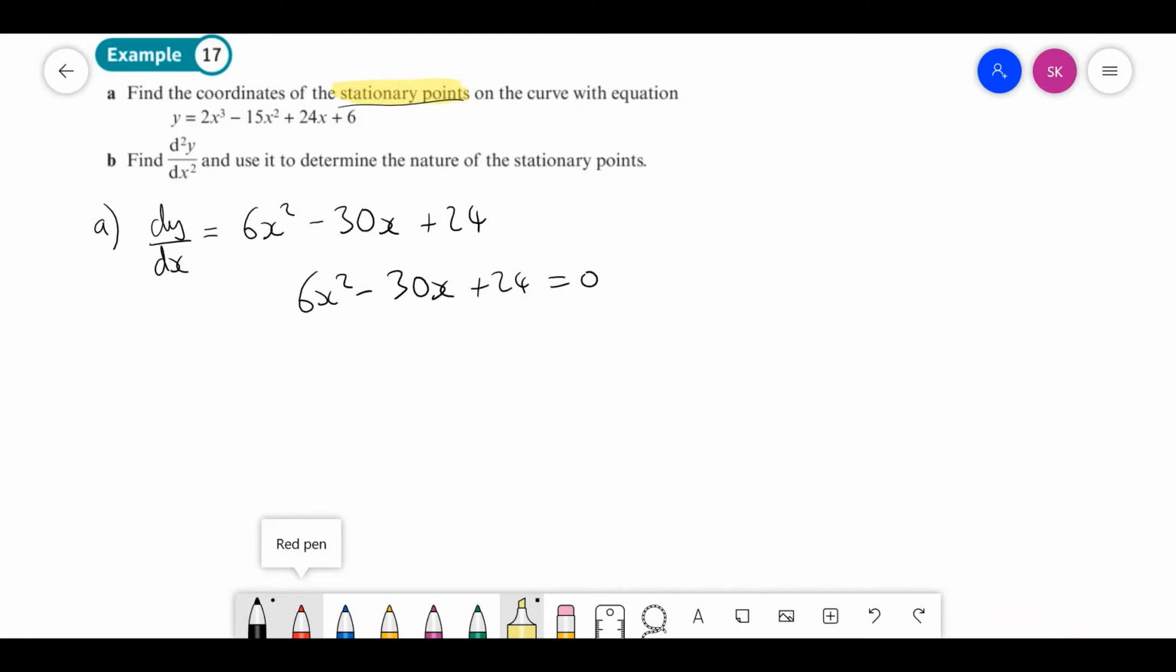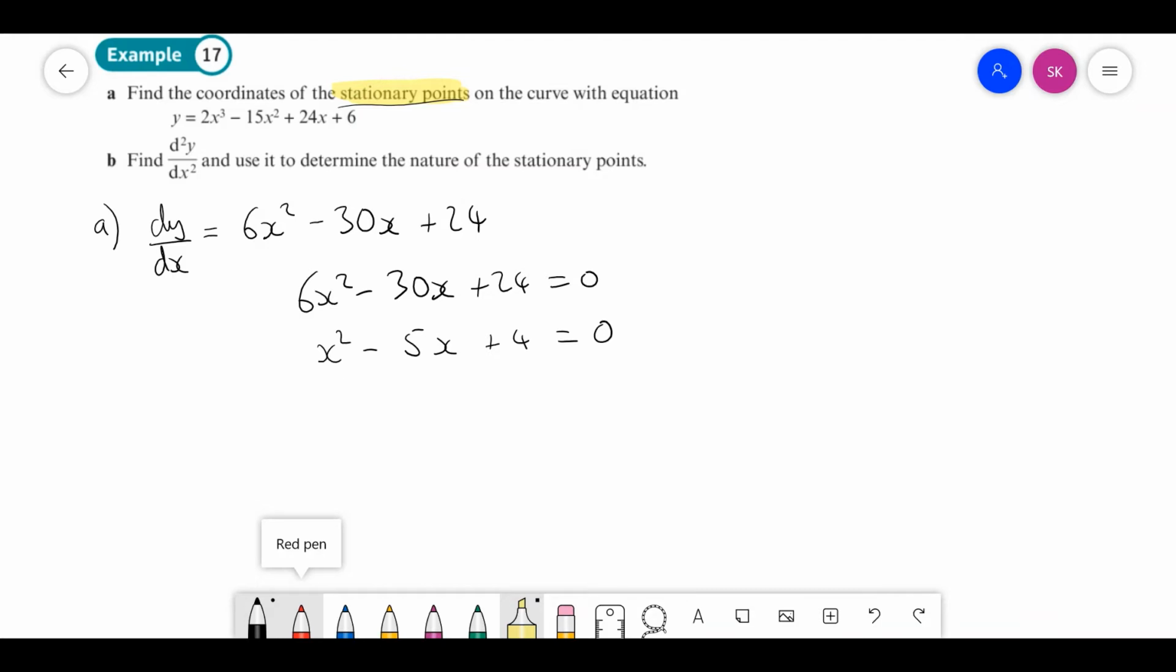If you think you can answer the rest of this question from here, then have a go. If you want to have a go at part B, then feel free to do so and press play when you're ready to keep watching. So what I need to do now is solve this quadratic equation. With an equation, I can divide by the highest common factor, as long as I do it to both sides. Dividing everything by 6, I get x squared minus 5x plus 4 equal to 0.